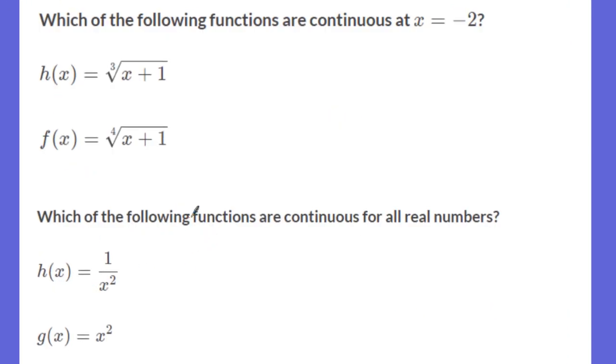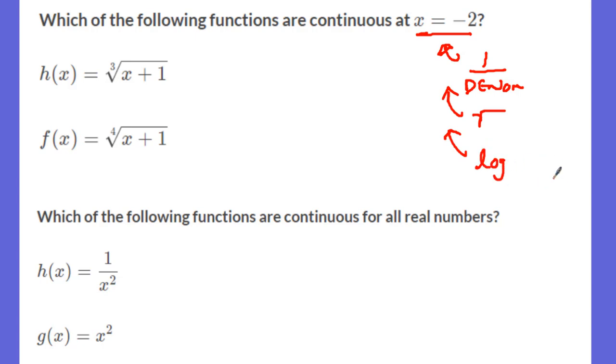Last but not least, let's say they give us the functions this way, and they say which of the functions are continuous at x is equal to -2. Keep in mind, there are three times when we could be discontinuous: when we have a denominator, when we have a square root or an even radical function, or when we have logarithms. We know we can't have negative values in those.